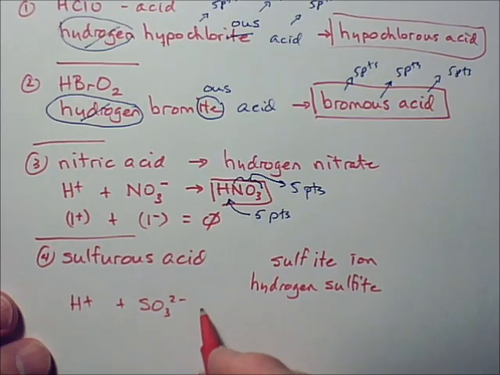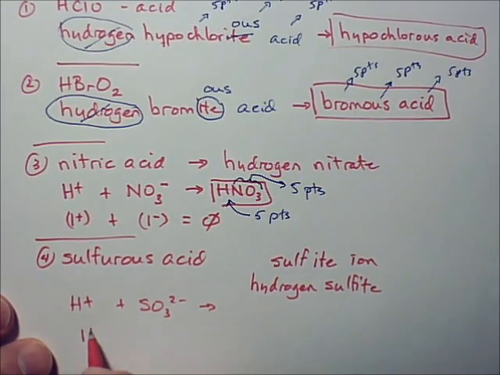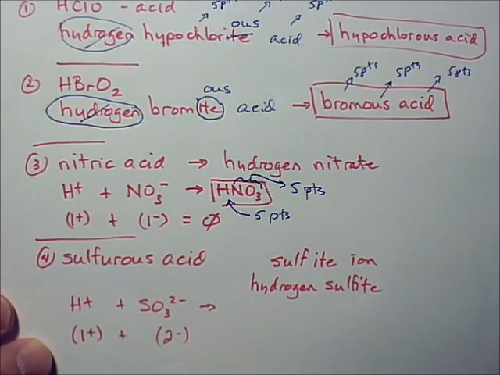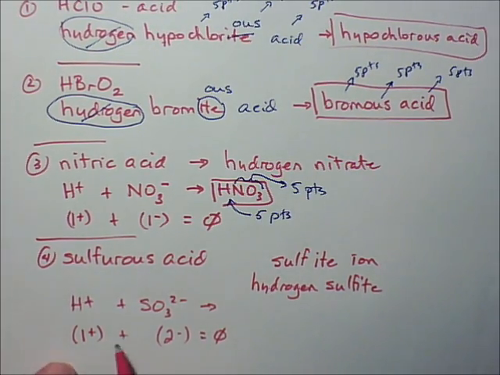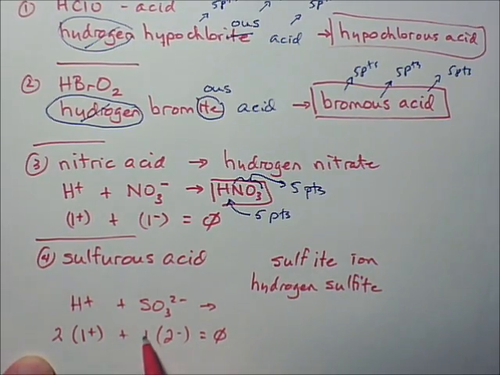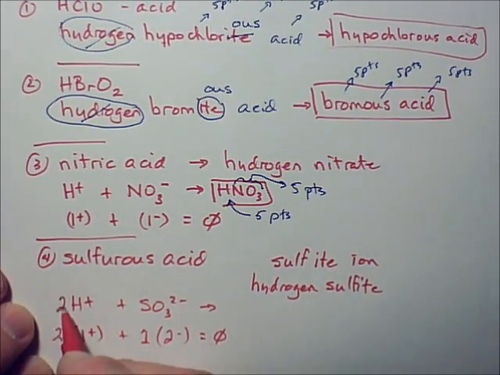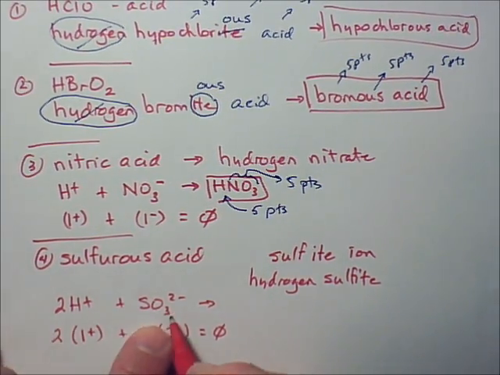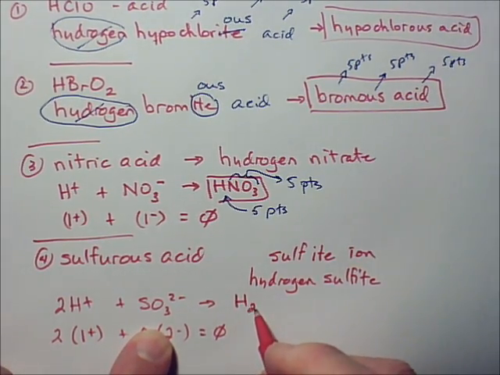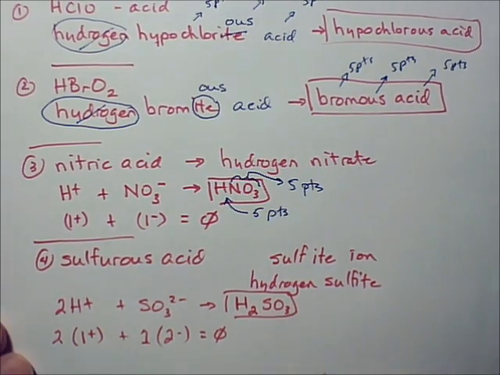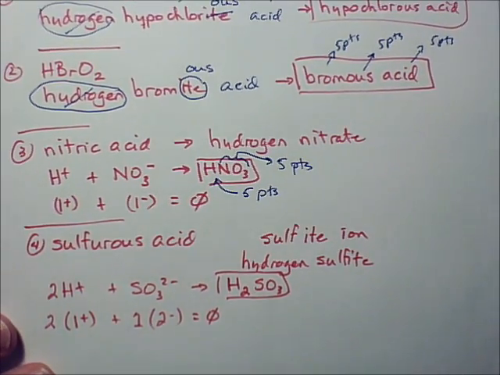So we need to find a balanced formula for this. We have a 1 plus charge on this hydrogen ion. We have a 2 negative charge on this sulfite ion. We need our equation on the charges. This is just an equation for balancing out charges to equal 0. So I need 2 of these and 1 of these. Therefore, I'm going to need 2 hydrogen ions. Then when I bond the hydrogen ions and the sulfite ions together, it becomes H sub 2 SO sub 3. So that's our final formula there for sulfurous acid.